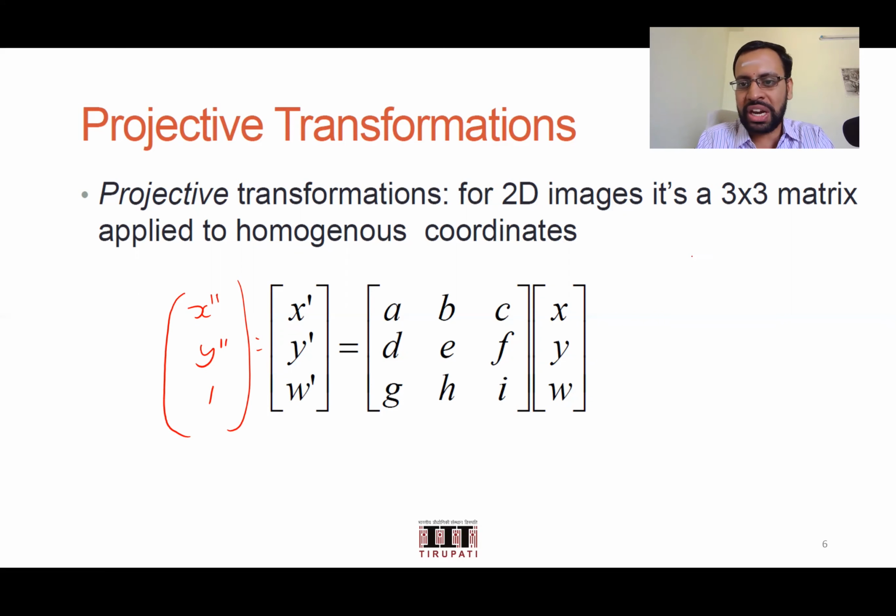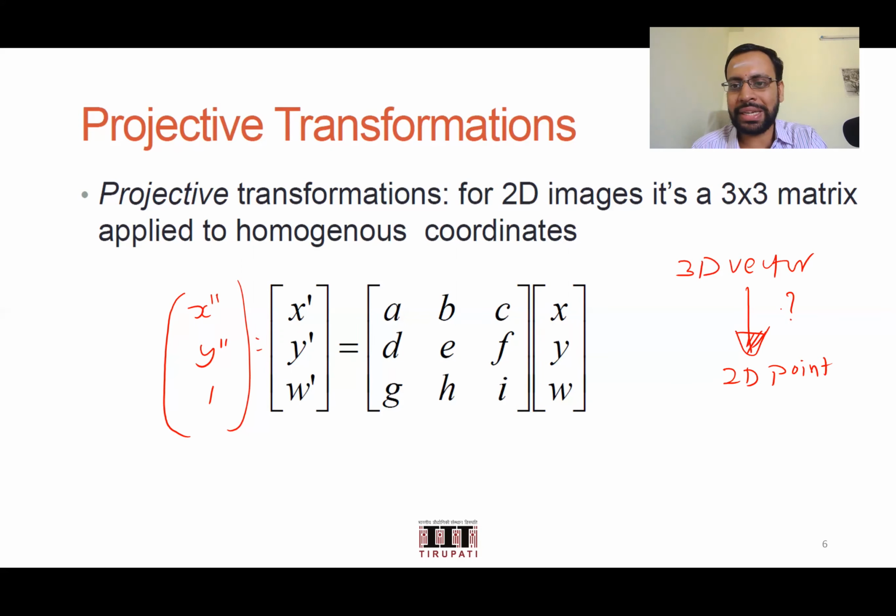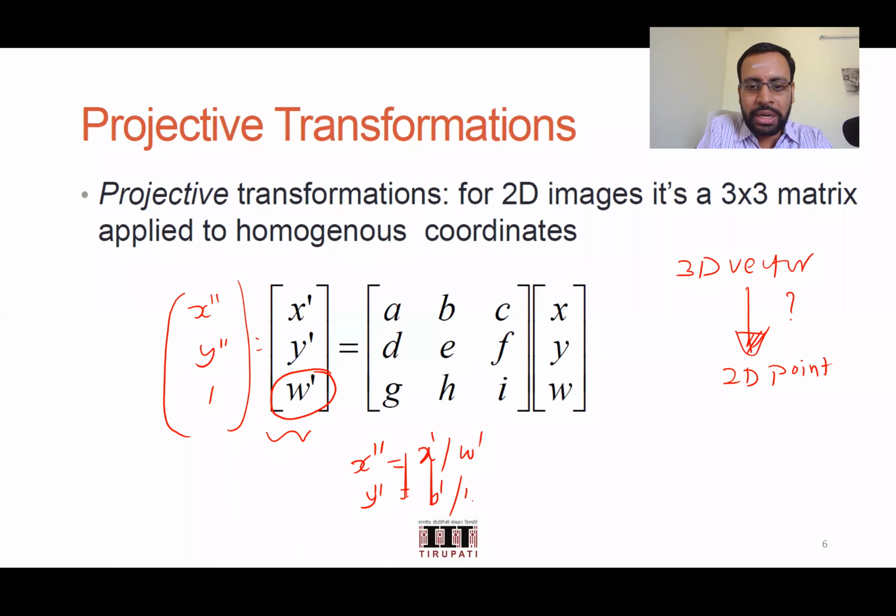So here these points are represented as... finally to compute. Given a 3D vector for you, how do you compute the 2D point? That's the question. Given a 3D vector like this, the 2D point can be obtained by dividing the above two values by w prime. So x double prime is equal to x prime by w prime, and similarly y double prime, which is your point essentially, is equal to y prime by w prime.